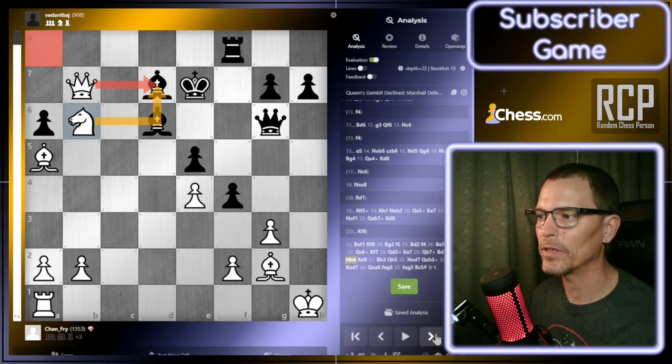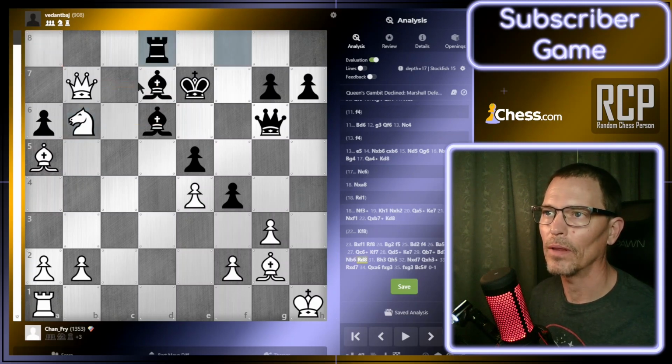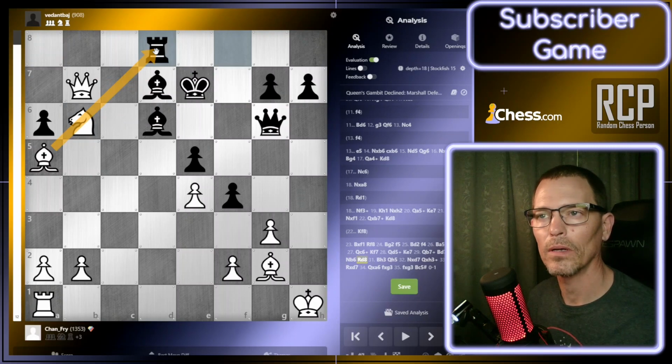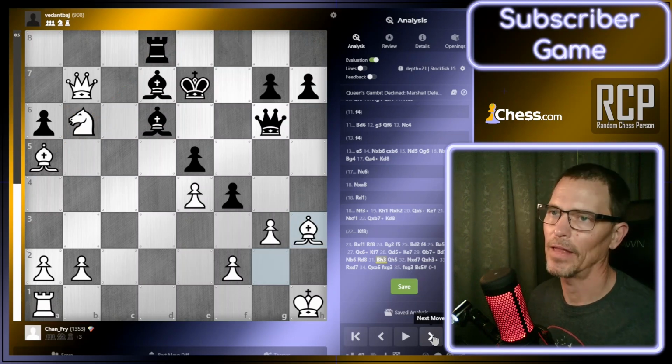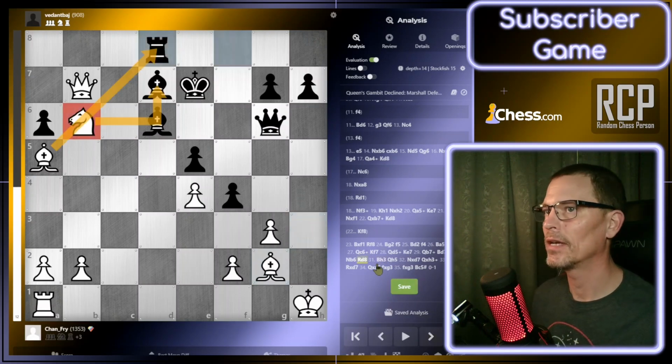So what does the opponent do now? Oh, well, that attacks the rook. But now the knight's in the way, so I should take this, right? Well, wait, now I thought of bishop to h3, and that lost all my advantage. Oh my goodness. Should I?